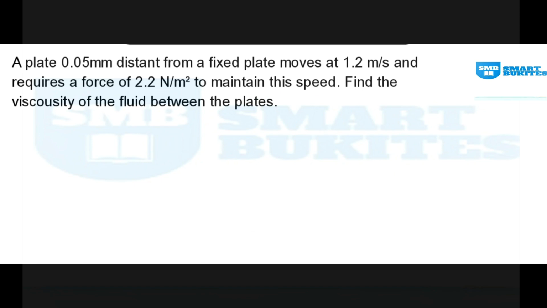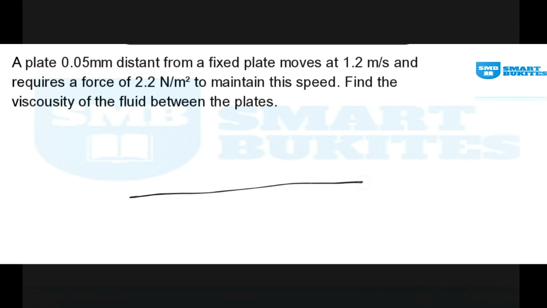In this tutorial we are going to take a look at a problem solution from viscosity. In this problem we are told that a plate 0.05 millimeter distant from a fixed plate is moving at 1.2 meters per second. This is the velocity, and it requires 2.2 Newton per meter squared to maintain this speed. We are told to find the viscosity of the fluid between these plates.